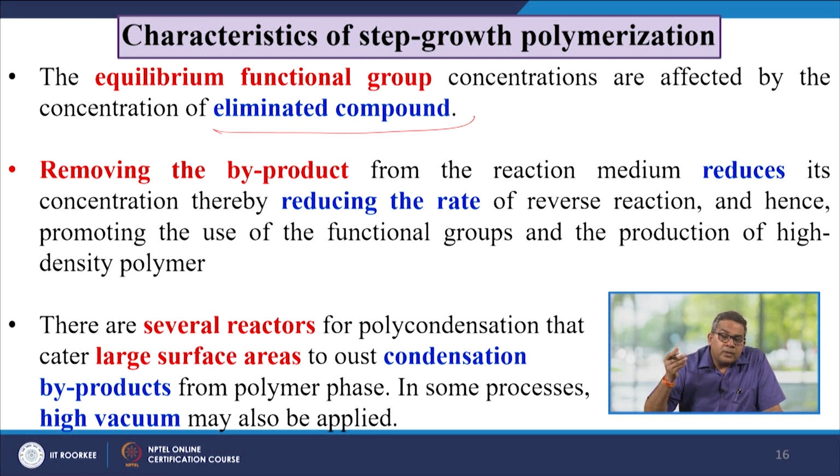Another more important aspect is that removing byproducts from the reaction medium reduces their concentration and thereby reduces the rate of the reverse reaction, therefore promoting the use of functional groups and the production of high molecular weight polymer. Now, there are several reactors for polycondensation that use a large surface area for removing the condensation byproduct from the polymer phase. In some processes, high vacuum may also be applied.